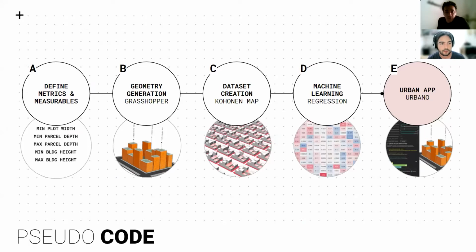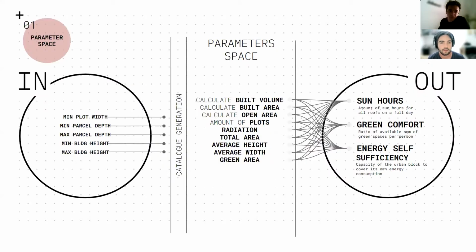From there, we jumped into a pseudocode and defined a series of steps, starting with defining the metrics and measurables for an urban block. Then we did geometry generation using Grasshopper. After we got a defined block, we used Cojones map to do the dataset creation. After that, we trained a machine learning process using regression, and then we developed our own app where we implemented the trained machine learning model.